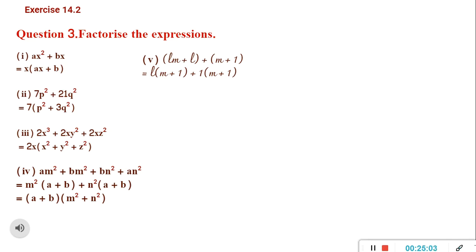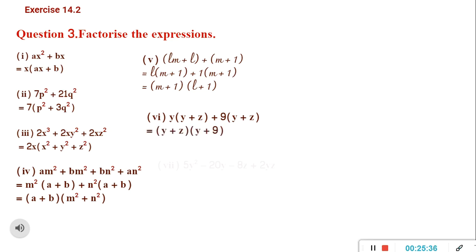Nothing is common, so 1 we can take as common. So 1 into (m plus 1). So here m plus 1 is common and l plus 1 is common. So we got (m plus 1) into (l plus 1). Okay. Now question number 6. y into (y plus z) plus 9 into (y plus z). Here you don't have to do anything because the common factors are already given there. y plus z is common in both the groups. So that is one factor and the remaining is our second factor, that is y plus 9.